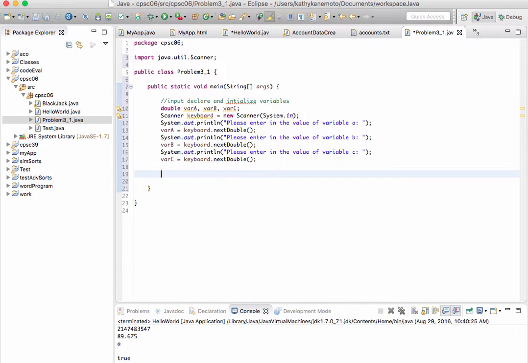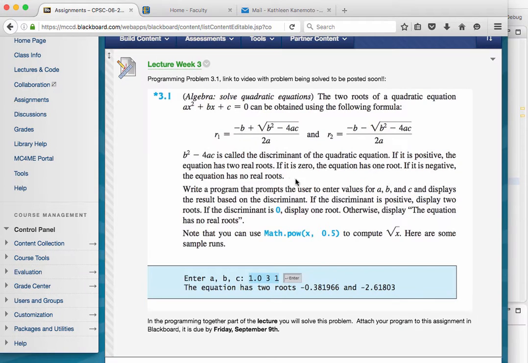Now comes the processing part of our program. In this part, we have a little bit of intelligence in our program. We have to decide which output needs to be displayed: either 2 outputs, 1 output, or 0 outputs. So write a program that prompts the user to enter the values A, B, and C and displays the result based on the discriminant. The discriminant is b squared minus 4ac.